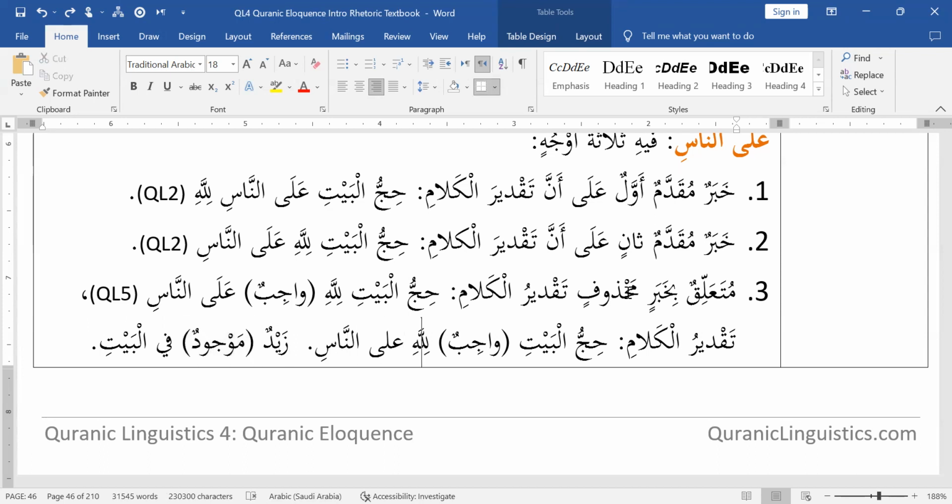Whereas wajibun is a more contextually appropriate khabar. It's what they call kaunun khasun. It's more contextually appropriate for the given context. So when we say Zaydun fil bayt, what the advanced understanding, the QL5 level understanding, says is that the khabar is mawjudun. Okay.